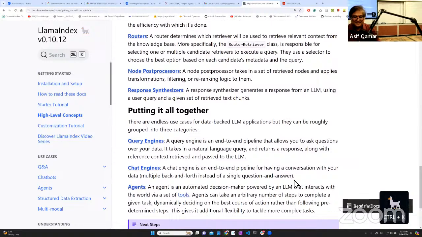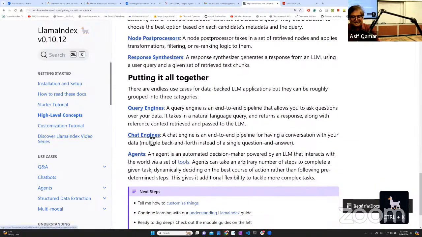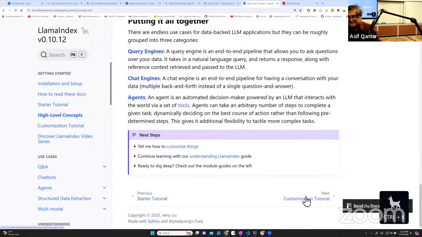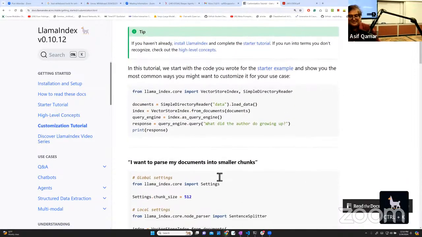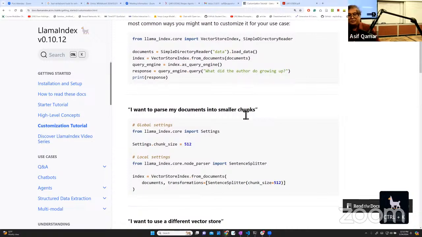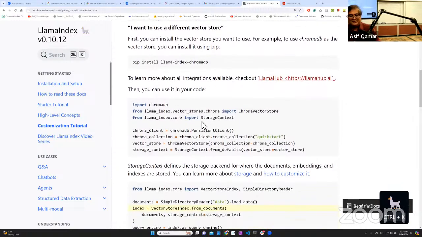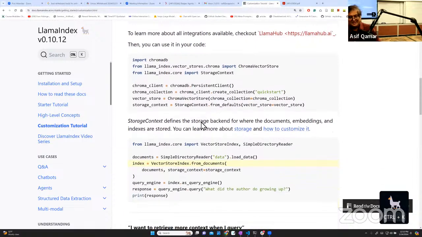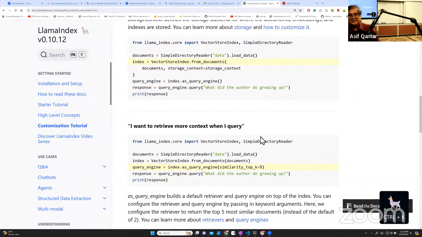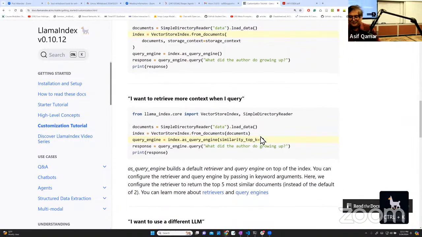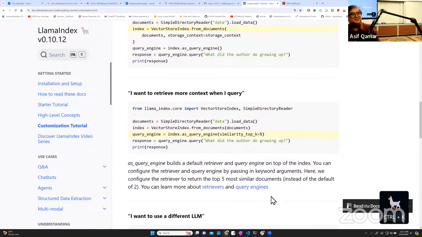And you can create chat engines and so forth, and agents. So it's a pretty big system. Say I want to parse my documents into smaller chunks. Well, it's a setting. Could it be easier? I want to use a different vector store. Go use a different vector store. I want to retrieve more context when I query. Well, you can just change the default to return the top 5 most similar instead of 2.